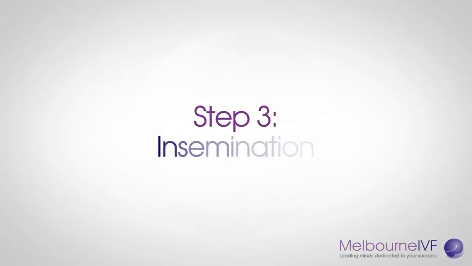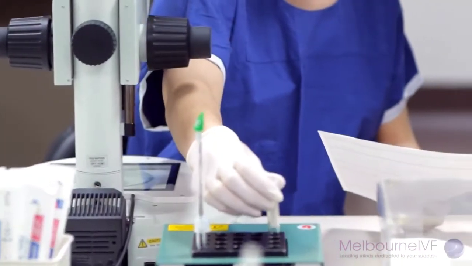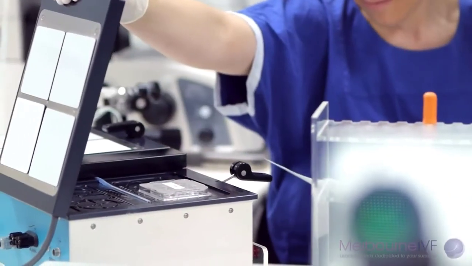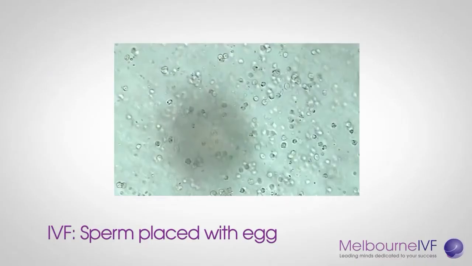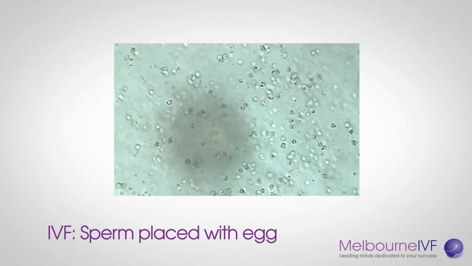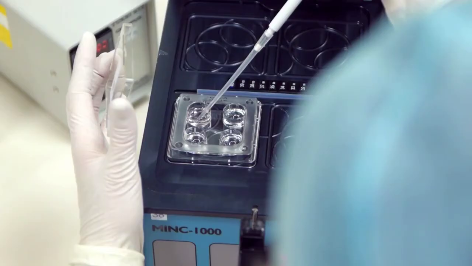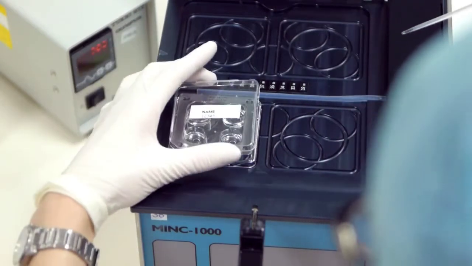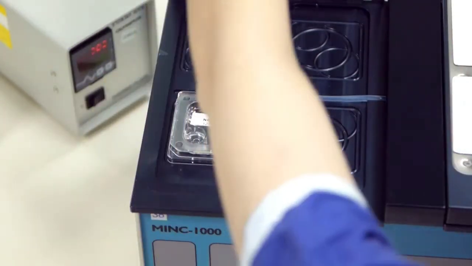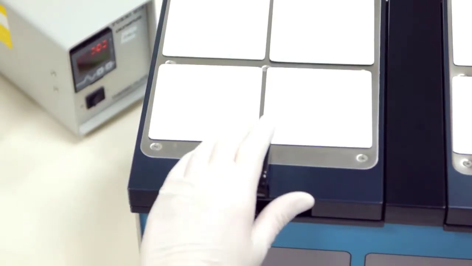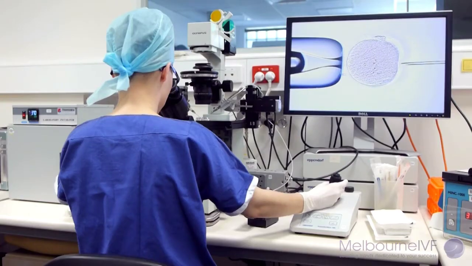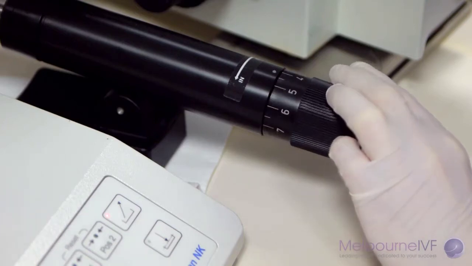Step 3. Insemination. IVF is performed by two methods: standard in vitro fertilization, or IVF, and intracytoplasmic sperm injection, or ICSI. With standard IVF, an egg is placed into a dish with a large number of sperm, then left overnight in an incubator to fertilize. However, in many cases, your fertility specialist will recommend ICSI. With ICSI, a single sperm is directly injected into each egg using special scientific equipment.